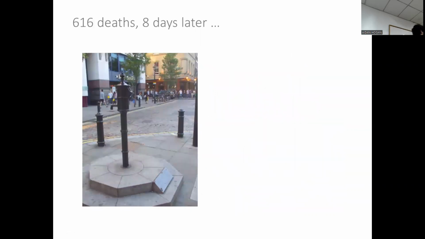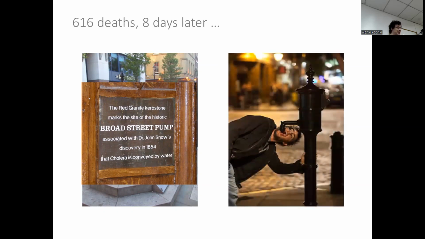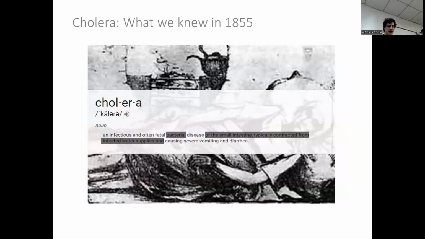So 616 deaths later, and 8 days later, John Snow convinced them, based on the data he had collected, to remove the pump handle, to take the handle off the pump to make sure it was no longer usable. And this showed a dramatic reduction in the number of new cases. This is called the Broad Street pump, and if you're in Soho in London, you can go there. You can find a pump dedicated to John Snow, in 1854, that cholera is conveyed by water. You can also go and take a selfie, post it on your social networks.